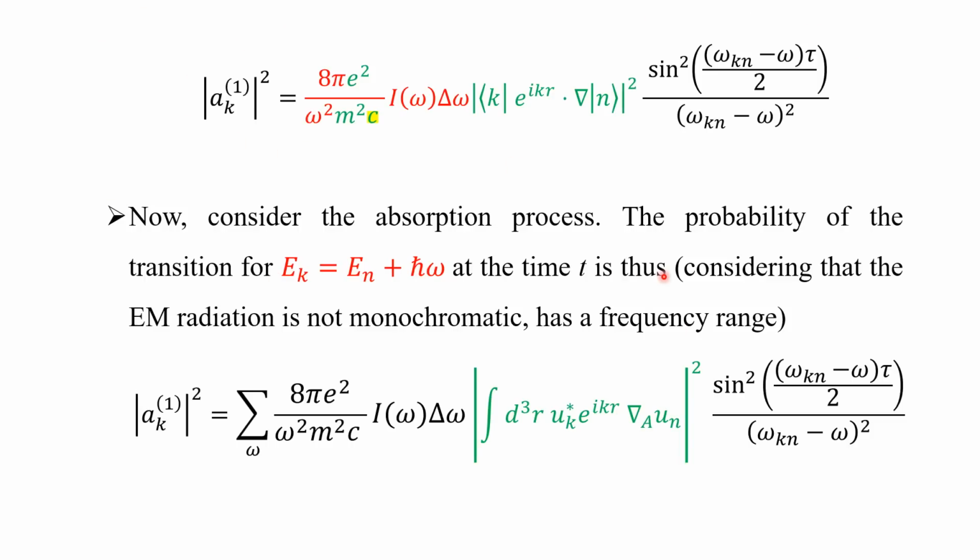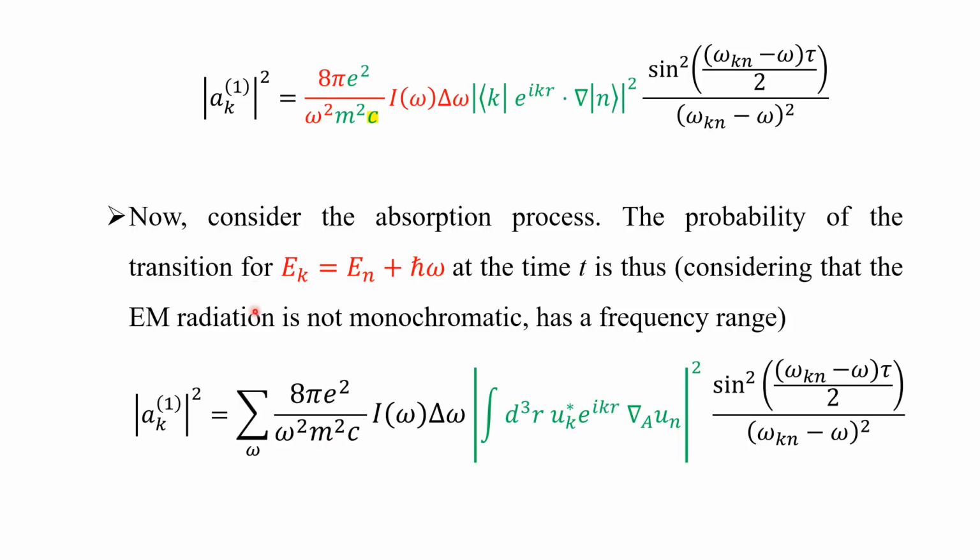Now consider the absorption process. The probability of the transition for Ek equal to En plus h cross omega at the time t is, thus, considering the EM radiation is not monochromatic. Remember that is an important point. EM radiation is not monochromatic. That means it has a range of frequency. That range only we have taken as delta omega.